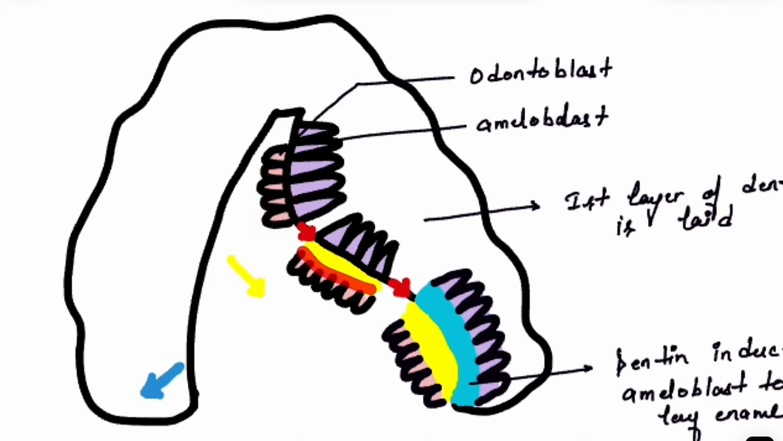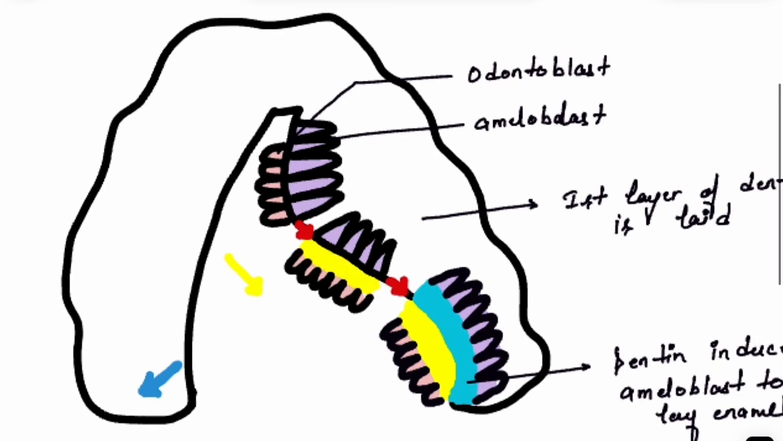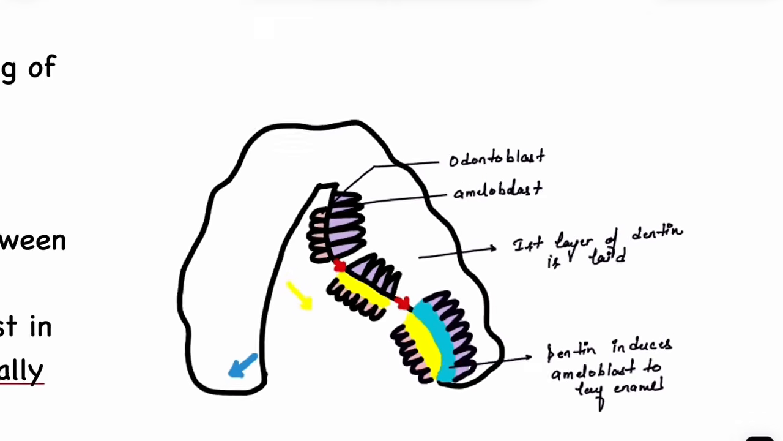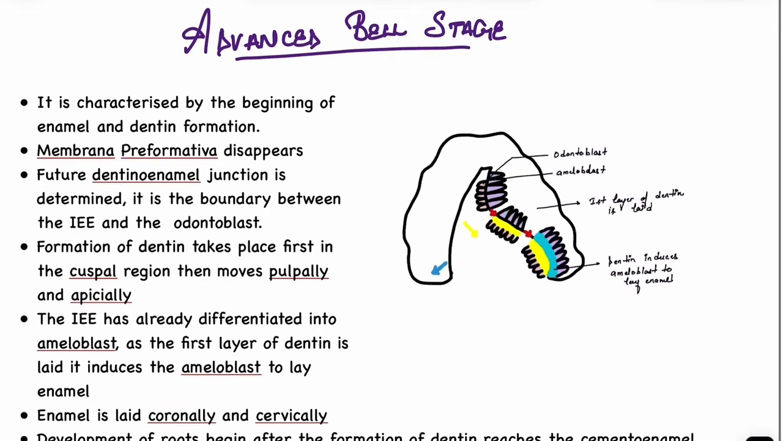They will lay dentine, pre-dentine. The first layer of dentine is laid. Now this dentine induces the ameloblast to form enamel. Okay, so this layer of enamel will be formed in here. So what happens in advanced bell stage? A beginning of enamel and dentine formation starts in the advanced bell stage.